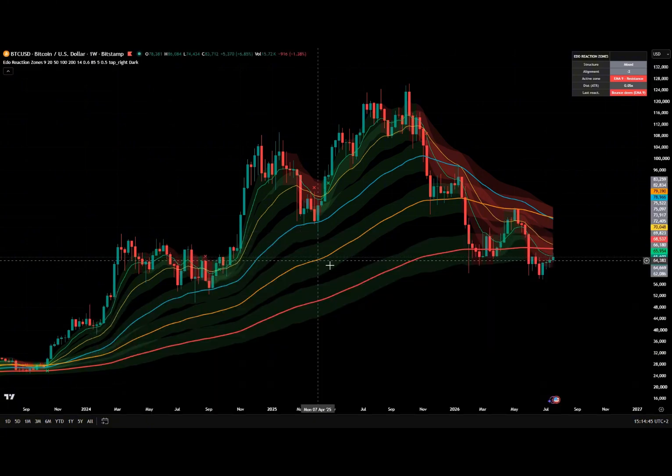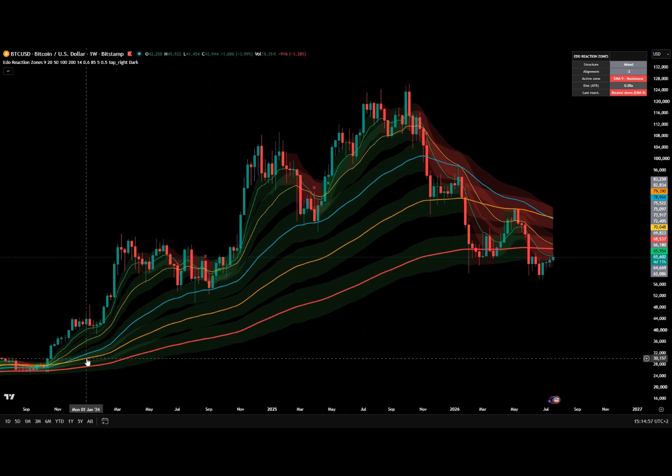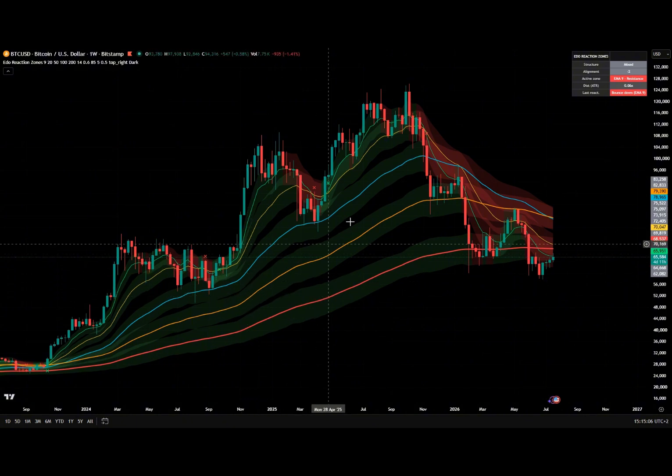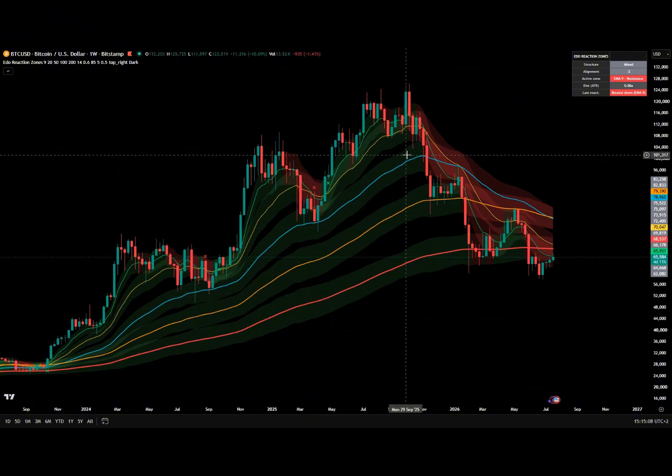Now the zones. Each average is wrapped in a band whose half width is the average true range, multiplied by a factor, 0.6 by default. Because the ATR measures volatility, the band widens automatically in turbulent stretches and narrows in calm ones. Unlike a fixed envelope, which would be too tight in a volatile market and too wide in a quiet one.